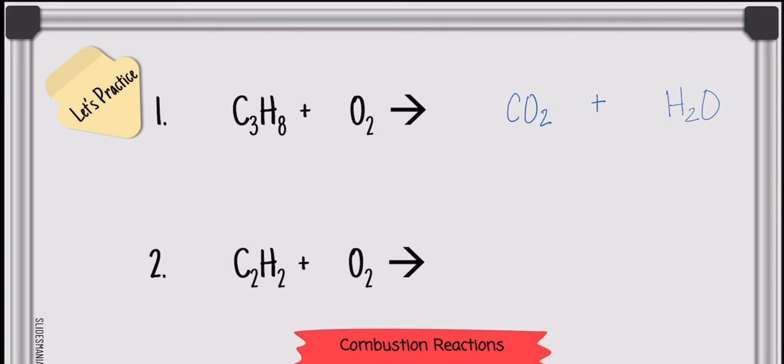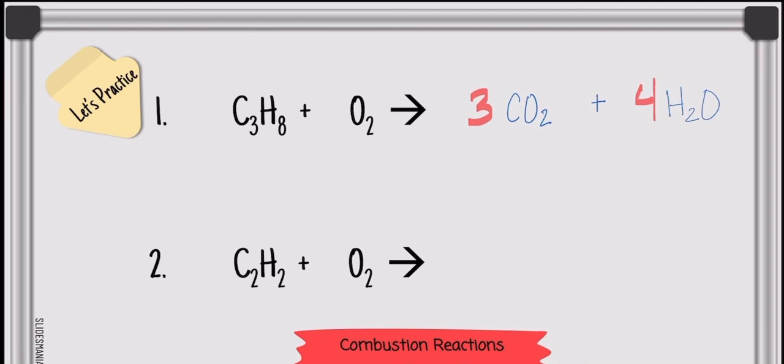Following the sequence of steps that you just saw, we're going to go ahead and put a coefficient of 3 in front of the carbon dioxide to balance out the carbons. Then we will balance the hydrogens by placing a coefficient of 4 in front of the water.